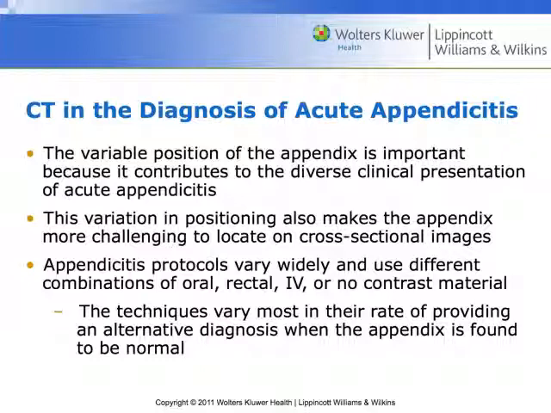I'm proficient with locating it about 6 out of 10 times. And that's because of this variation in positioning, and it makes the appendix more challenging to locate on just axial images. So a lot of times post protocol, we may be doing coronals. Most CT abdomen pelvis for appendicitis are going to call for coronal reconstructions. At times the doctors may even ask us for sagittal reconstructions, and it just goes back to that diverse clinical presentation.